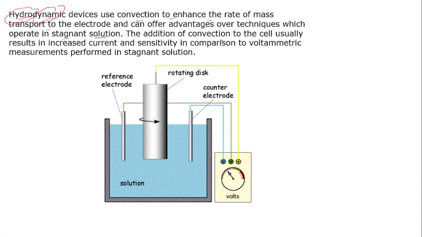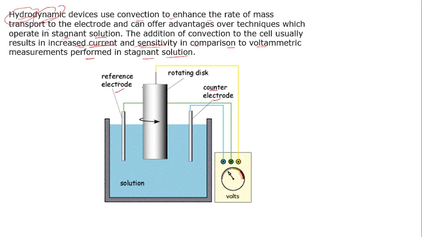The addition of convection to the cell usually results in increased current and sensitivity in comparison to voltammetric measurements performed in stagnant solution. So these are the advantages: it will increase current and sensitivity. That's why we are using this hydrodynamic method, or hydrodynamic voltammetry.